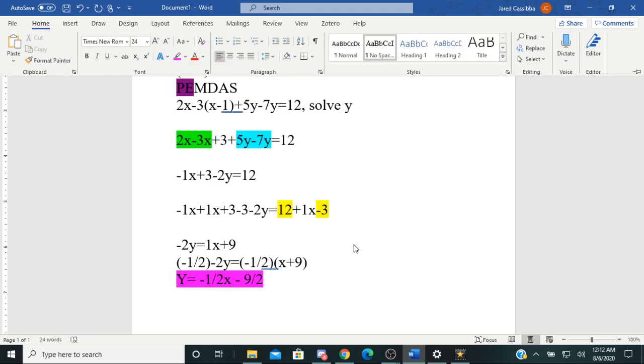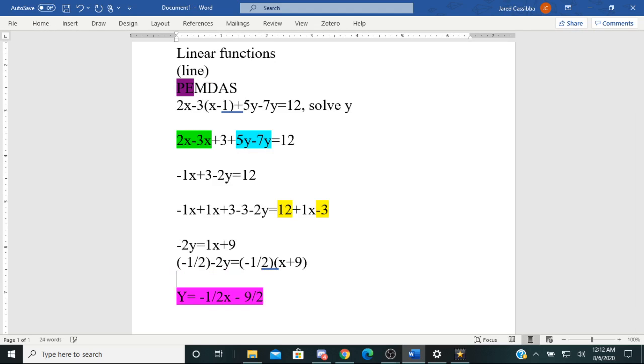Again, I just wanted to show you a slightly more difficult one than the previous linear functions we worked on.